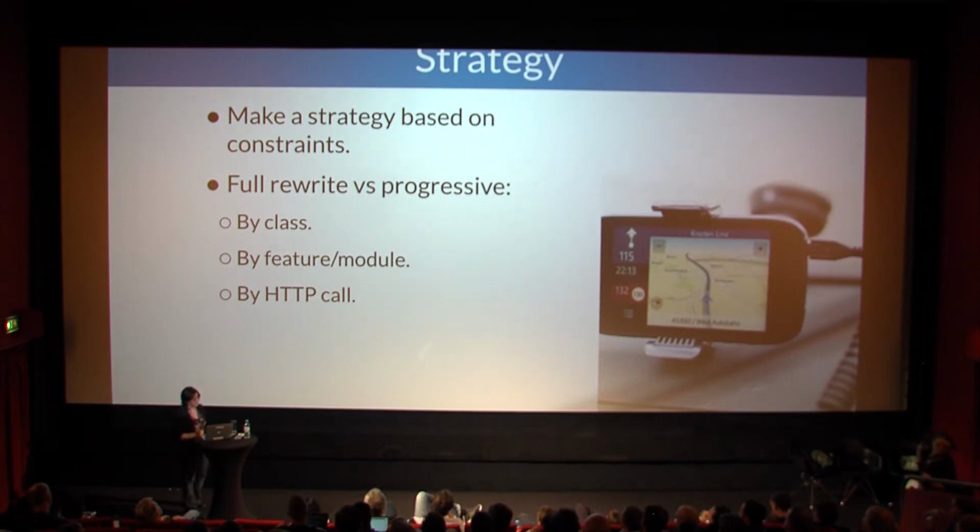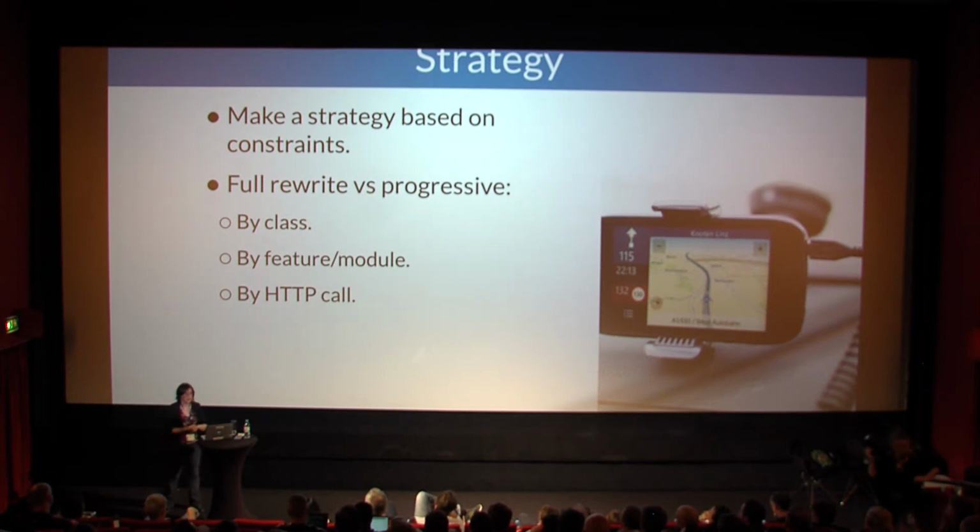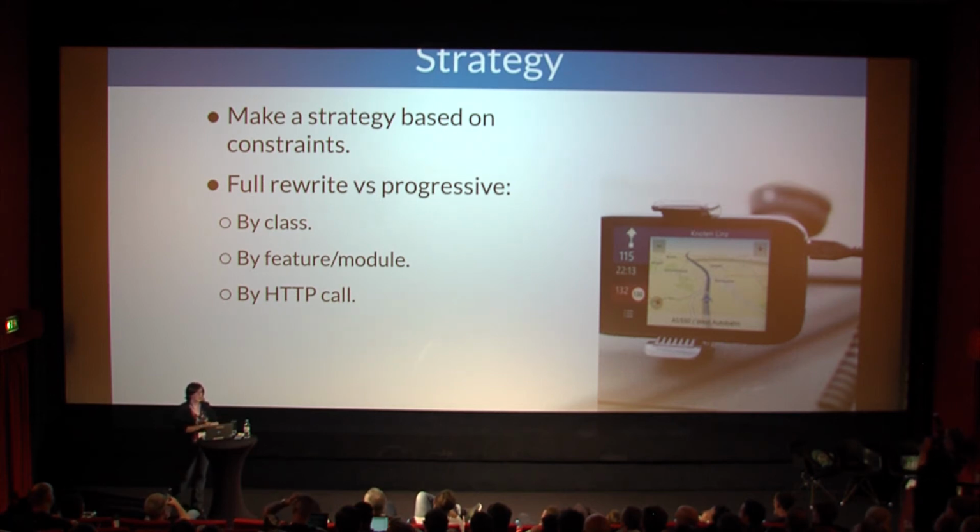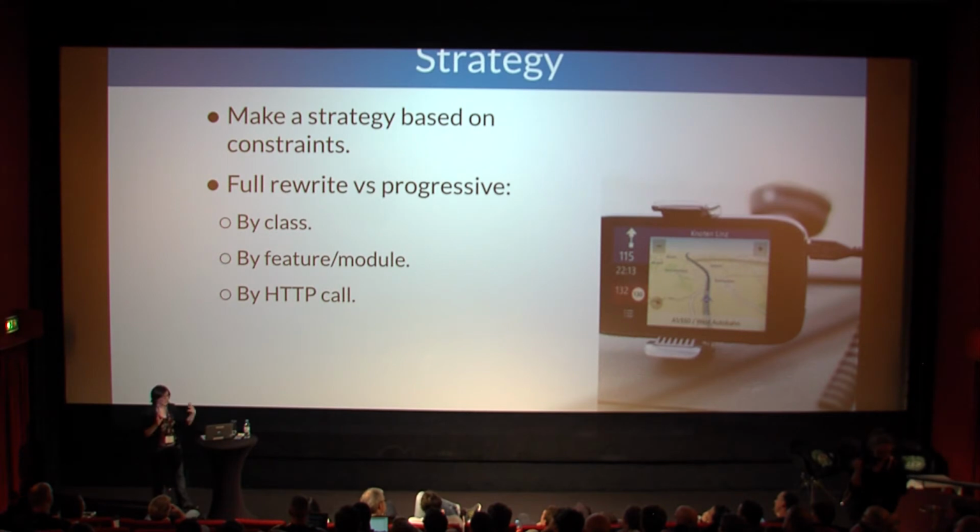And the way you can do it progressively is you can do it by method, by class. I personally prefer by feature or module, whichever way you like to call it. So a module could be maybe like a billing module for your application, which is just a part of it, but a large and self-contained enough chunk that you can tackle it all at once and not worry too much about the dependencies.